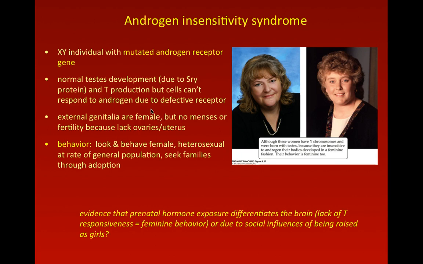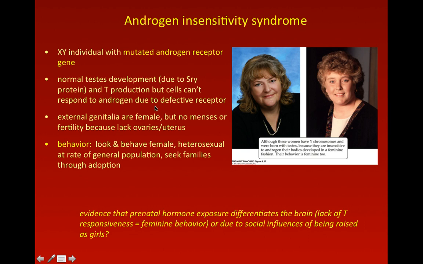But even though the external genitalia are female, these individuals are not women. Their internal reproductive organs are testes, and they make sperm. They don't have a uterus, they don't have periods, there are no ovaries, they're not fertile. And so there is this mismatch between the genes and the circulating hormones, and then the response in the rest of the body.